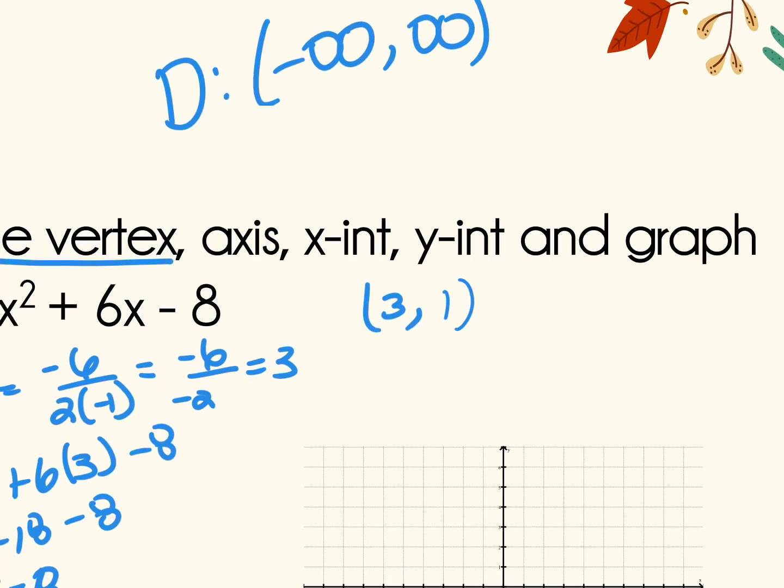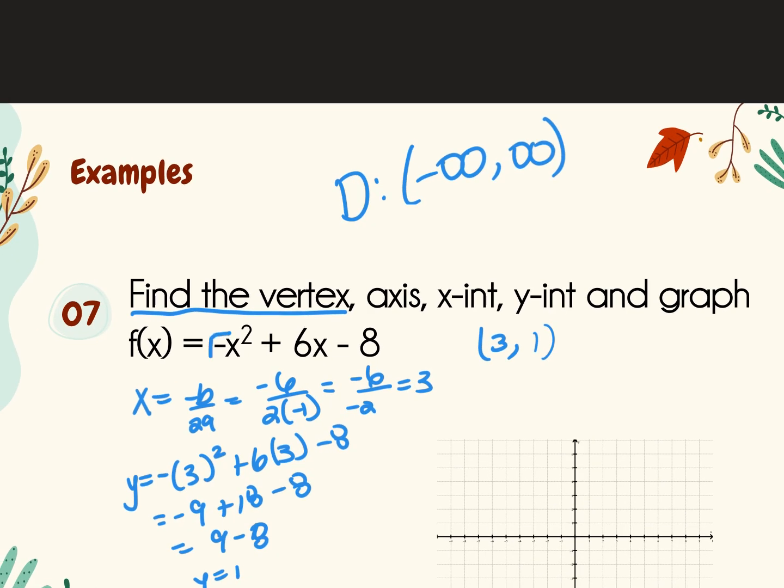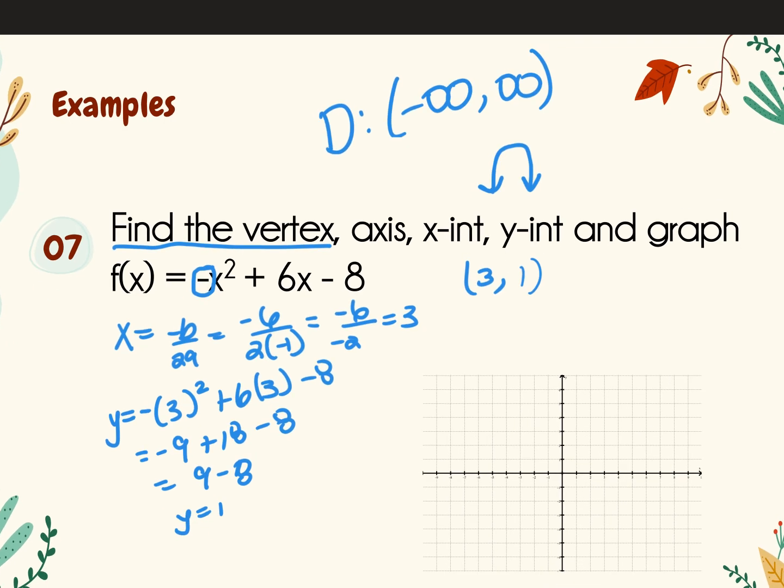So what I like to tell myself at the very beginning, I like to look at this and say, well, what kind of a parabola do I have? Since there's a negative out in front, I know my parabola is going to be facing downward, right? So my vertex is here at 3, 1. I can already identify the y-intercept because that's going to be my constant. So my y-intercept is going to be at 0, negative 8.